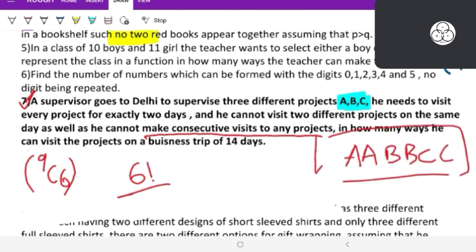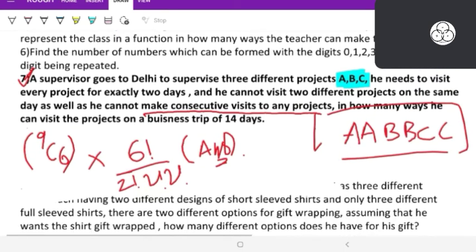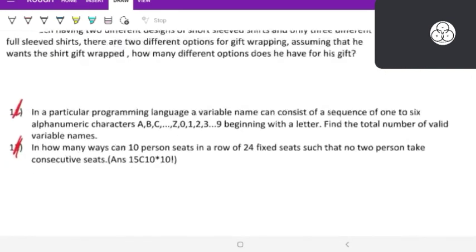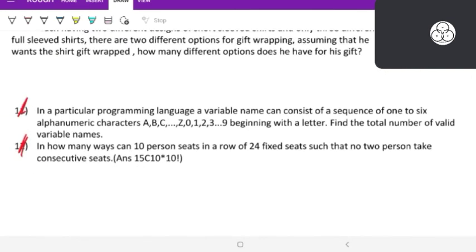The different places he is visiting: 2 factorial, 2 factorial, 2 factorial. We will multiply this by this, we'll get our answer, and this is the final answer. That's why this question was interesting. Now I guess nobody is having any kind of problem with this stars and bars method.